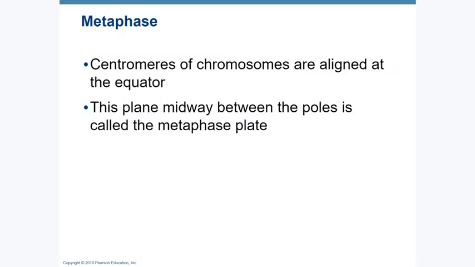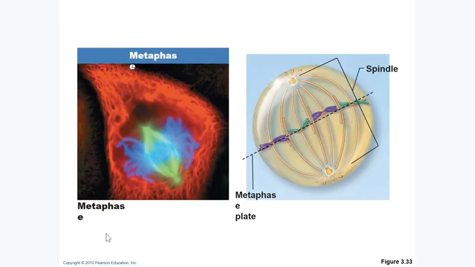Metaphase is where the centromeres of the chromosomes are aligned, so there is a nice line through the middle of the cell, and the plane midway between the poles, or that nice line, is called the metaphase plate. So we can see the metaphase plate here at that line. We can also see it here on this fluorescent microscope image. You can see those spindles as well and the chromatids showing up very nicely.